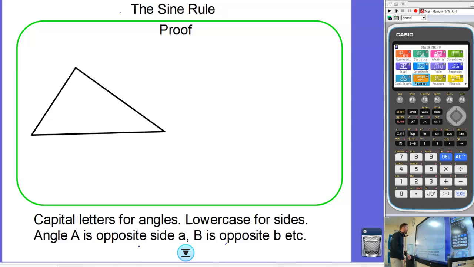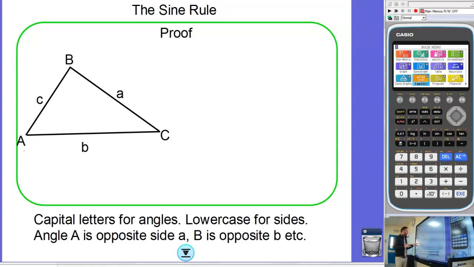So I'm going to start with this example here. So we've got the sine rule that we're going to look at, and this triangle I'm going to label it up. And the way I label it is, first of all, put capital letters A, B and C on each of the three corners. There we go, A, B, C.